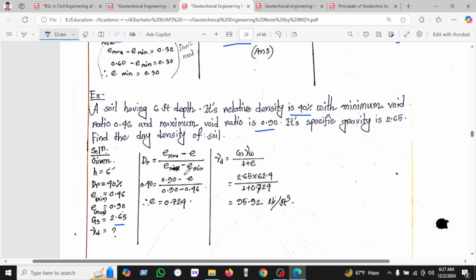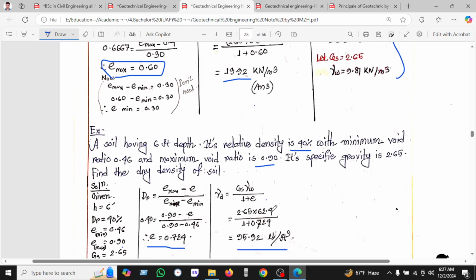So we are putting all the values in the formula. Relative density equals e max minus e divided by e max minus e min. So we put in e, and we found the void ratio e equal to 0.724. After finding e, now we put this value: gamma d equals GS gamma W divided by 1 plus e, and putting in all these values, we found the unit weight of soil is 95.92 pounds per cubic foot.